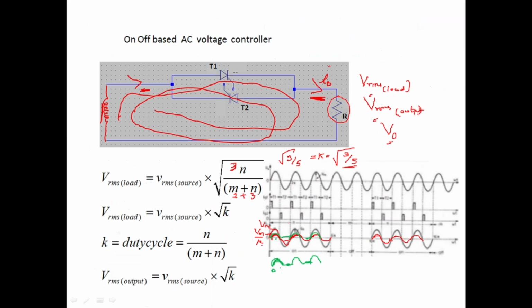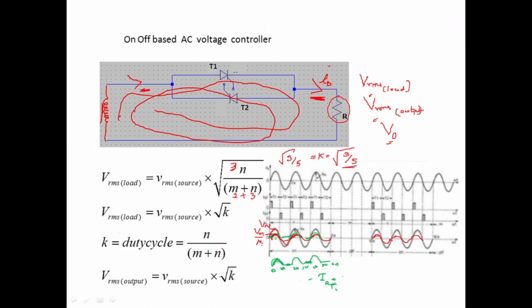So this is 0, pi, then this is 2 pi, 3 pi, 4 pi, 5 pi, like this it goes. Then again it is 0 till 6 pi. So it goes from here to here, here to here. So we should write the average formula, the average value for this. Average value of thyristor T1.